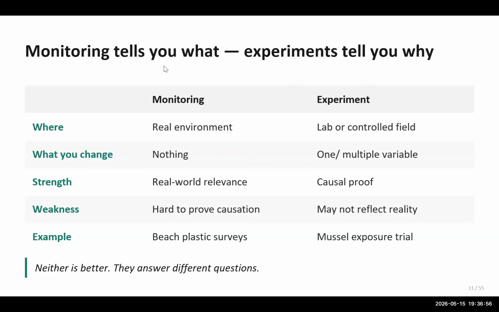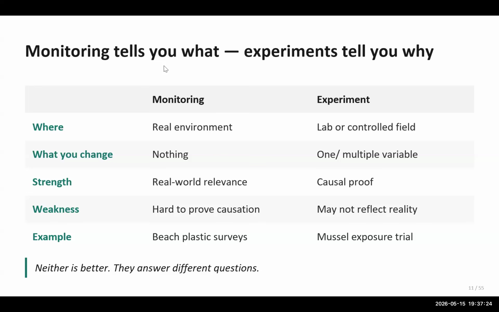So comparing monitoring and experiments, monitoring happens in the real environment. This is where. And in the case of experiments, this happens in lab control conditions, or maybe in the field, but under control conditions. Also, what you change. In the case of monitoring, you change nothing. But in the case of experiments, you can change one or multiple variables that you want to observe.